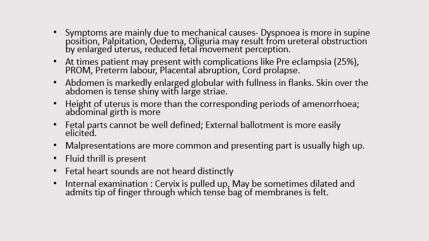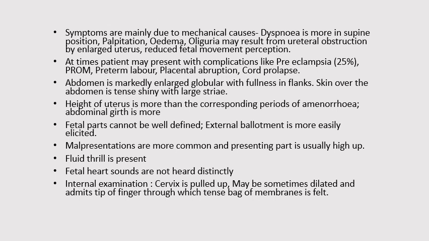Then the patient may complain of palpitation, edema, oliguria resulting from ureteral obstruction by an enlarged uterus, and reduced fetal movement perception. At times, the patient may present with complications like preeclampsia, premature rupture of membrane, preterm labor, placental abruption, or cord prolapse.